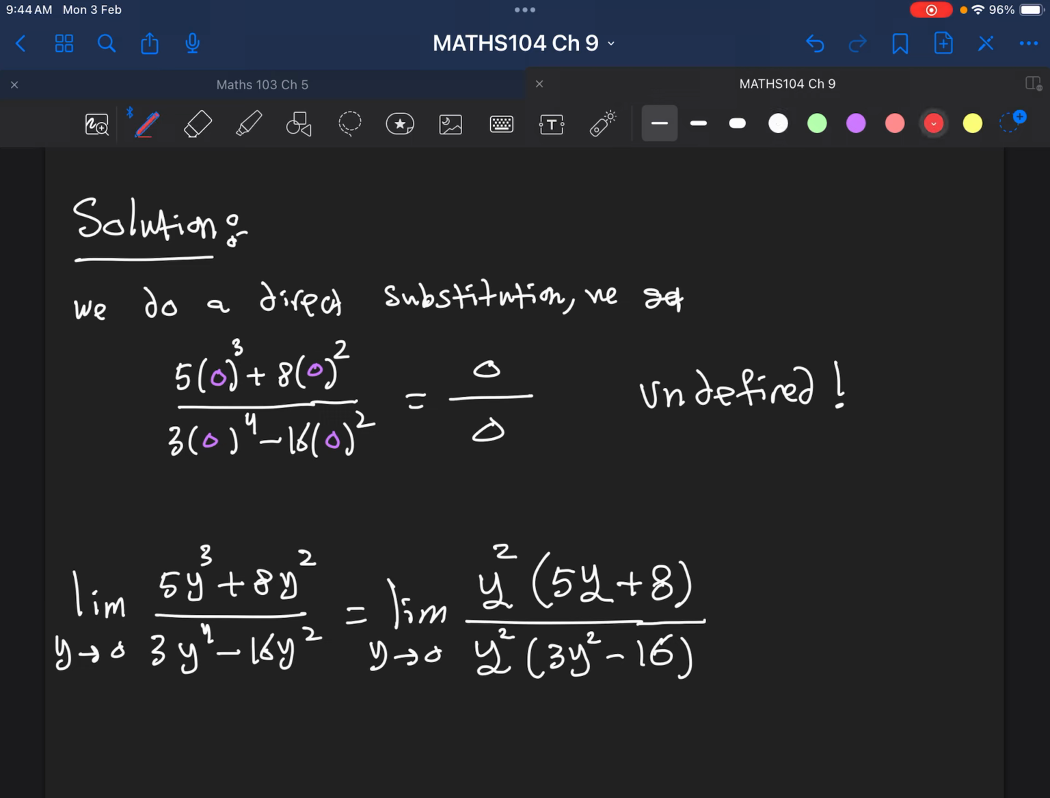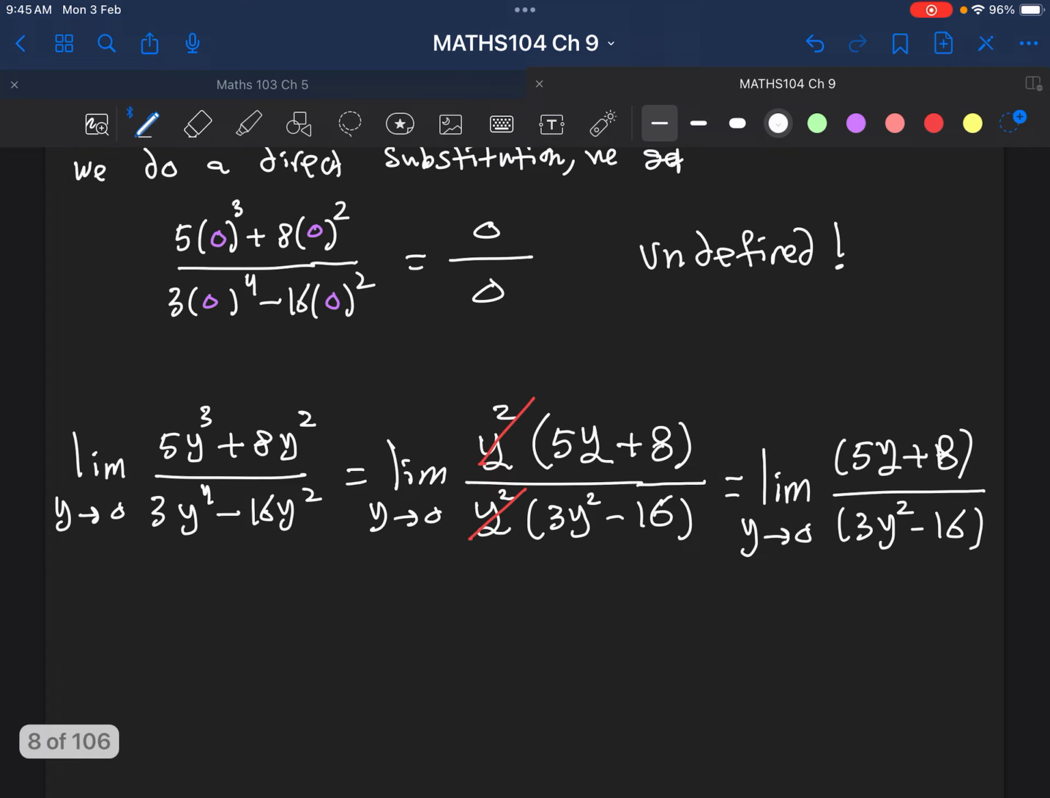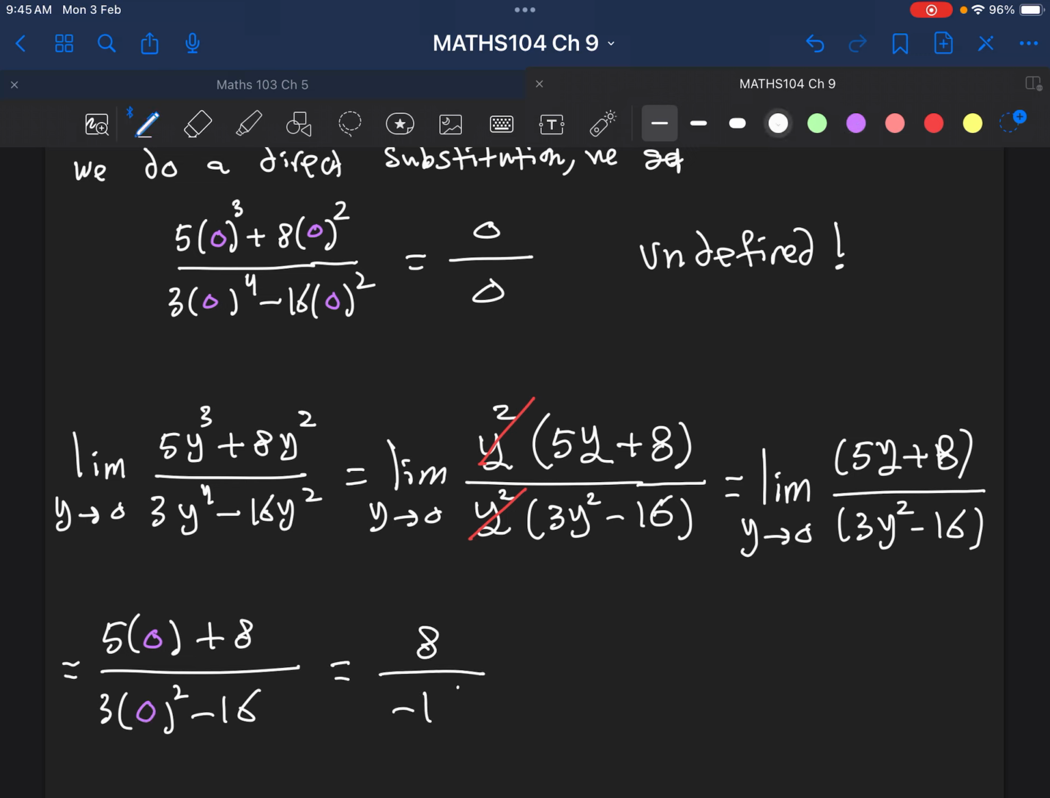Next step, we need to cancel. So I will cancel y squared with y squared, and that will simplify my expression. So you will get 5y plus 8 divided by 3y squared minus 16. Next step, we need to substitute 0. Instead of every y you see, we now plug in 0. So here we will get 0, and here is 0. Now write this in the calculator. Hopefully we will get a number. It is 8 over negative 16, so it is minus half.